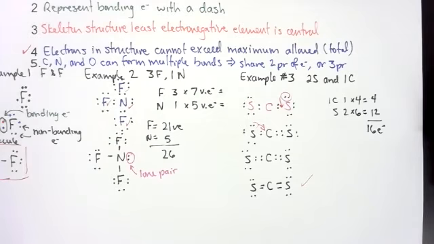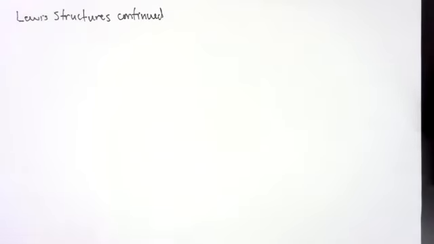All right, I'm going to pause the video while I change the page. Okay, you have probably flipped to the next page in your packet, and we're looking at Lewis structures continued. So there's actually going to be 3 videos over this. The next one, we're going to do example 4 here.